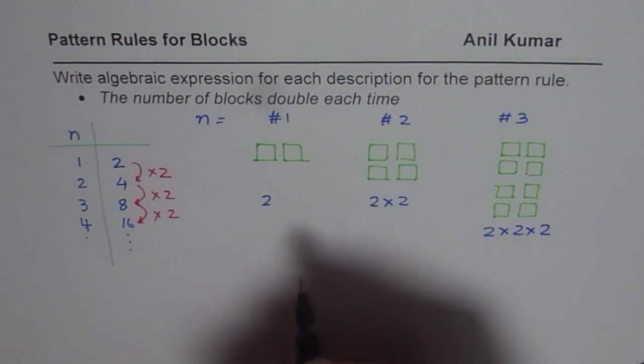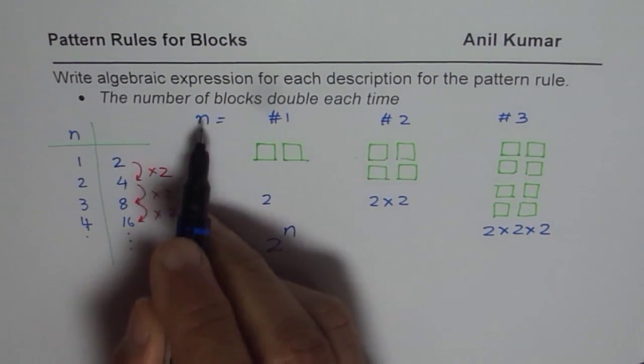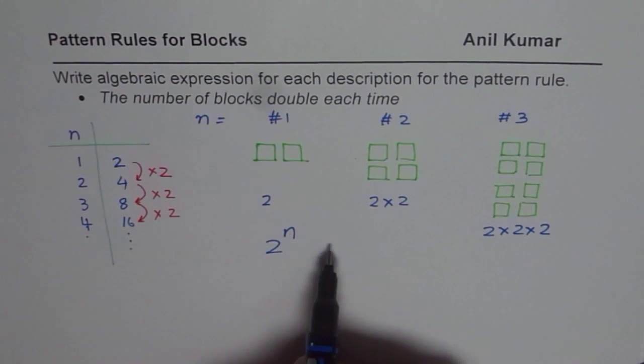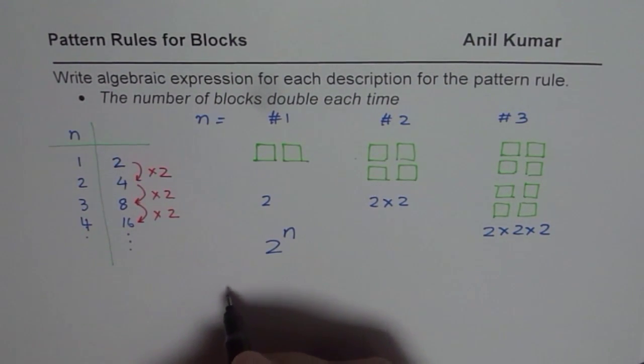Now you could sometimes write this as 2 to the power of n, where n is the figure number, and if n is 5, it is 2 times 2 times 2 times 2 times 2, right? Now use this pattern rule and find.